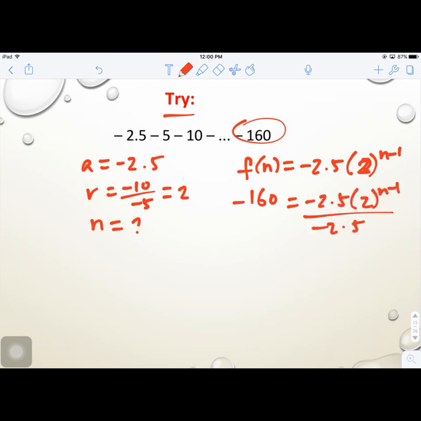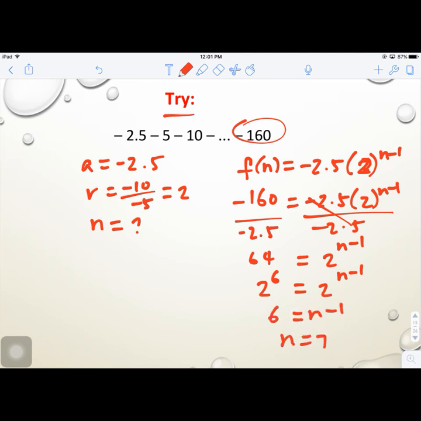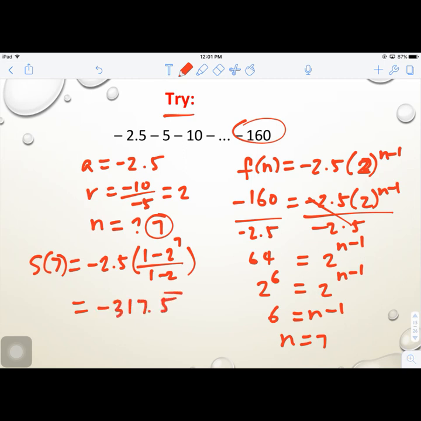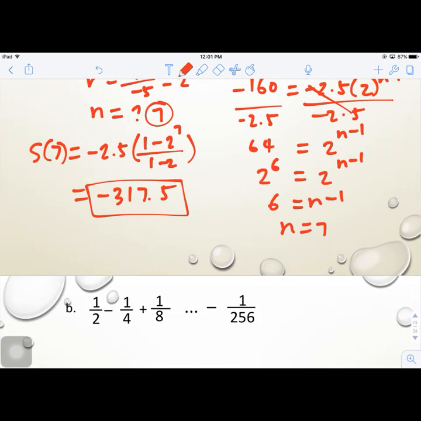Dividing by negative 2.5 on both sides will give us 64. And that will be 2 to the n minus 1. And we can rewrite that as 2 to the 6th. And we got the exponents equal. So 6 equals n minus 1. So n will equal 7. And we just found that out. So we're going to look for s of 7, which is going to be the initial value, negative 2.5, times 1 minus 2 to the 7 over 1 minus 2. And putting everything together in the calculator, and use your step-by-step list to show work, we will have negative 317.5 as an answer. And that will be the sum for the series.